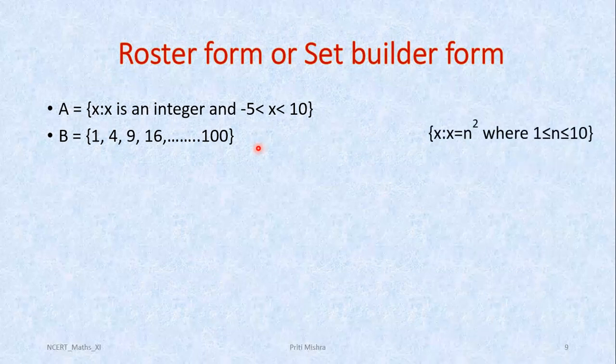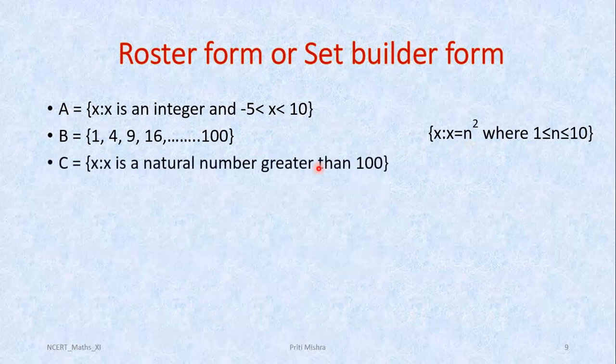You can write it x such that x is equal to n square, where n is lying between 1 and 10, and n is taking the values 1 and 10 also here. Notice this point here. 1 and 10 also we have to consider at the place of n. So this is the set builder form.